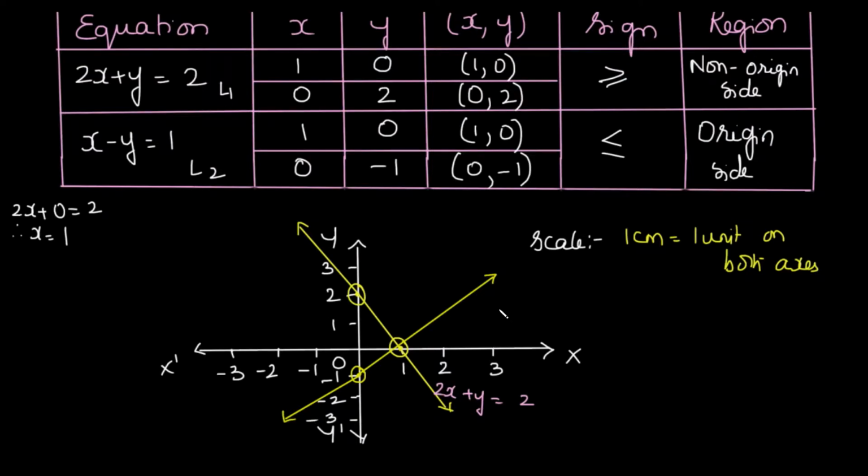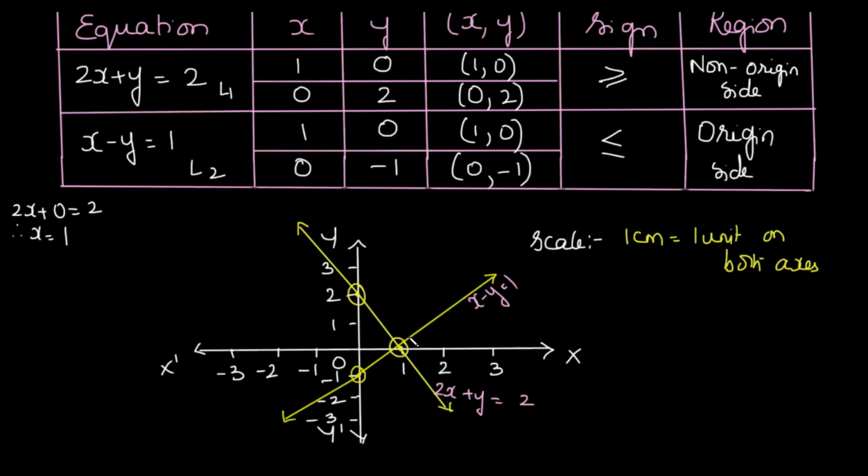Now the equation of this particular line, I can write it properly. That is, the equation of this line is x minus y is equal to 1. So remember all these things. Write the equations of the line, plot the points in a proper manner.